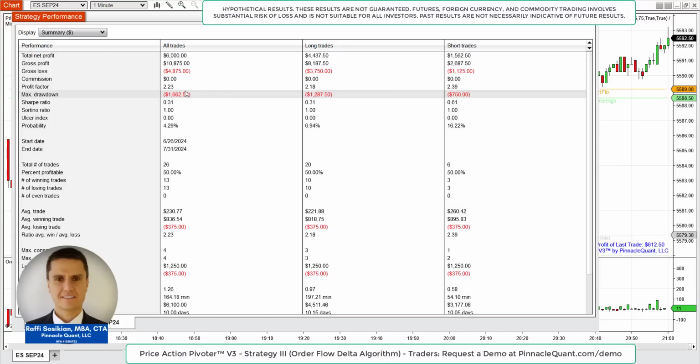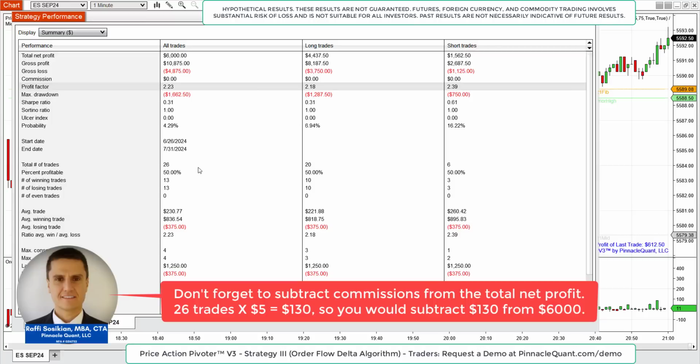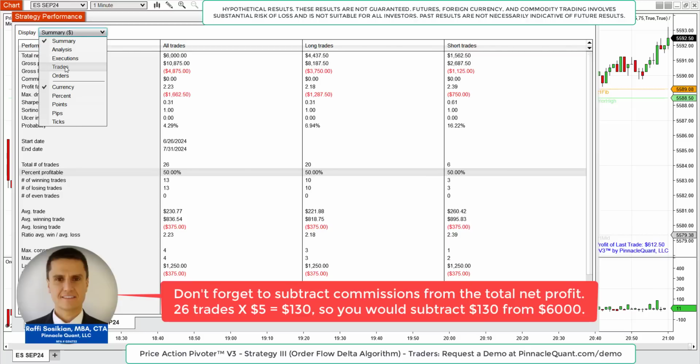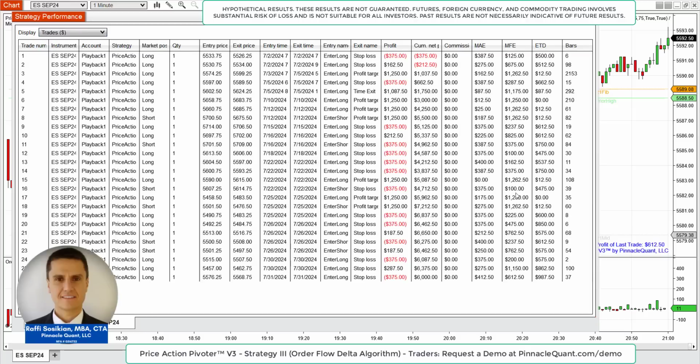$1,662.50. The profit factor is slightly lower at 2.23 versus the $325 threshold on the previous market replay test that we ran. The percent profitable, for those who care, is 50%. Let's take a look at the trades. And there you have it. Those are the trades. You can analyze these one at a time from July 2nd to July 31st.